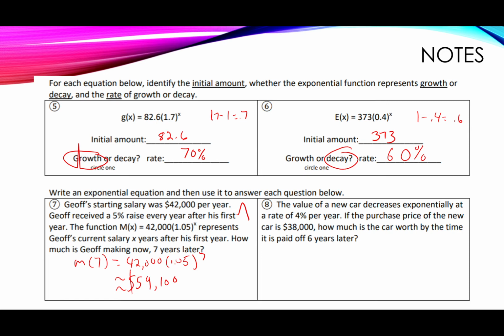The value of a new car decreases exponentially at a rate of 4% a year. If the purchase price of the new car is $38,000, how much is the car worth by the time it is paid off? Now look, it decreases, so this is decay. All right, they didn't give us an equation this time. We're going to have to come up with our own.